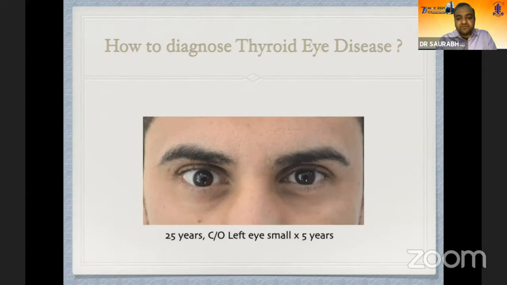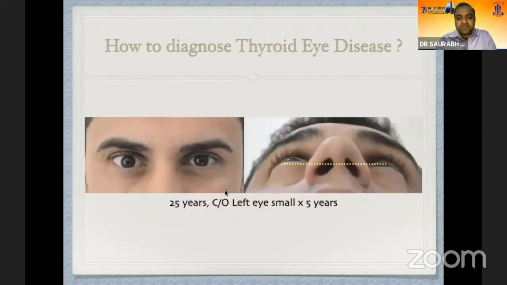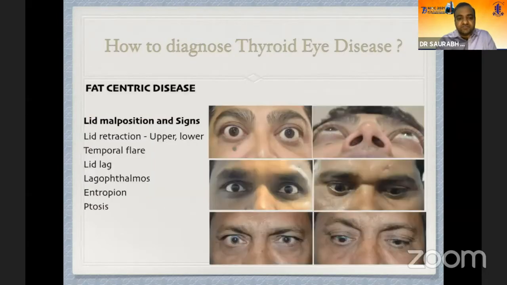This is a 25-year-old male who has a complaint of a small left eye since 5 years. But on a closer look, he has right upper eyelid retraction, lower lid fat prolapse, and also proptosis of the right eye. So he was basically having the manifestations of thyroid eye disease in the right eye, an asymmetric disease. And we should not confuse these patients with contralateral eye enophthalmos or ptosis.